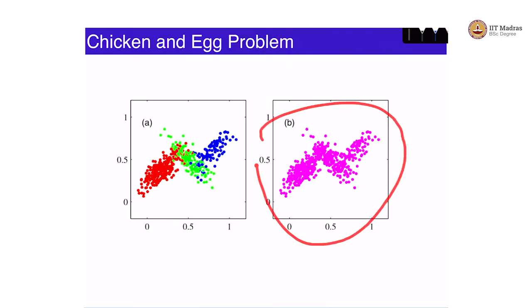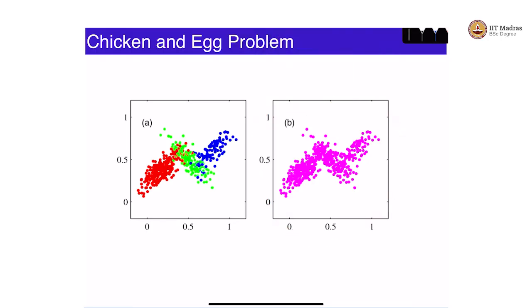We have data like this. Somehow, let's say we had access to data like this. If we had access to data like this, then finding the parameters pi k, mu k, and sigma k is pretty easy. How do you do that? Well, to get the mu corresponding to the red, you simply take the sample mean of the red data points. To get sigma red, you simply find the sample covariance of the red points.